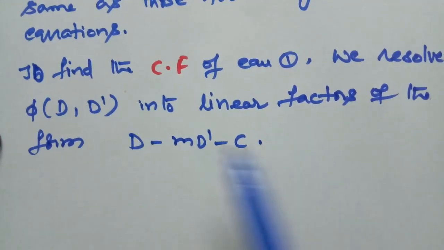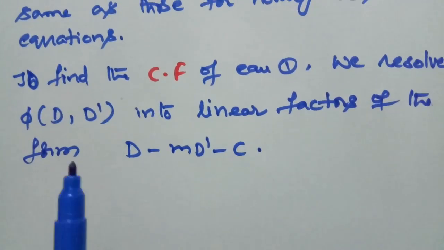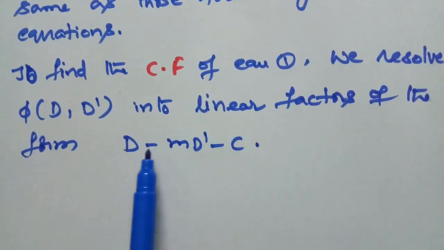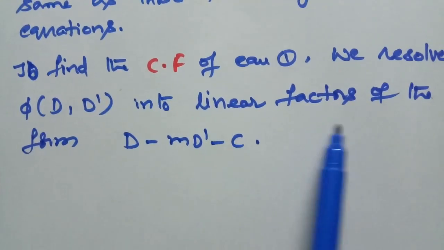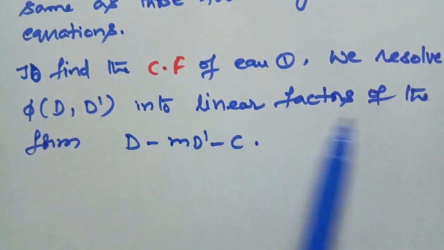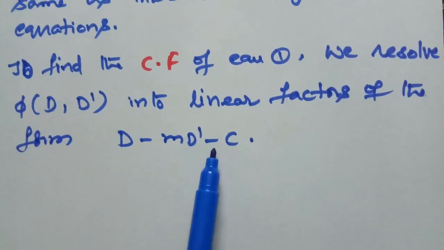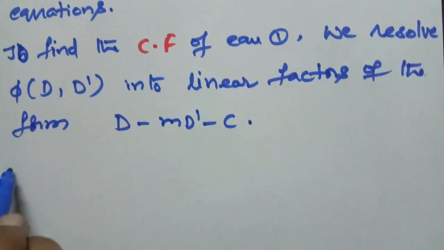Linear factors means we know that the degree must be 1 in each term of the given expression. So D power 1, D dash power 1. Therefore, D minus m D dash minus c. This is the linear factors of the form. So we have to resolve phi of D, D dash into linear factors of the form D minus m into D dash minus c.